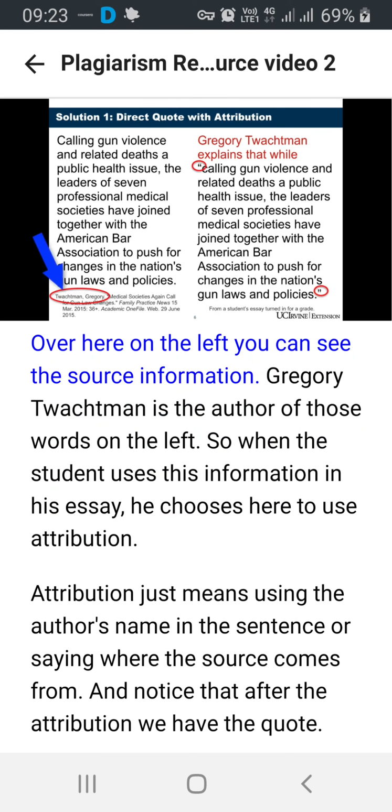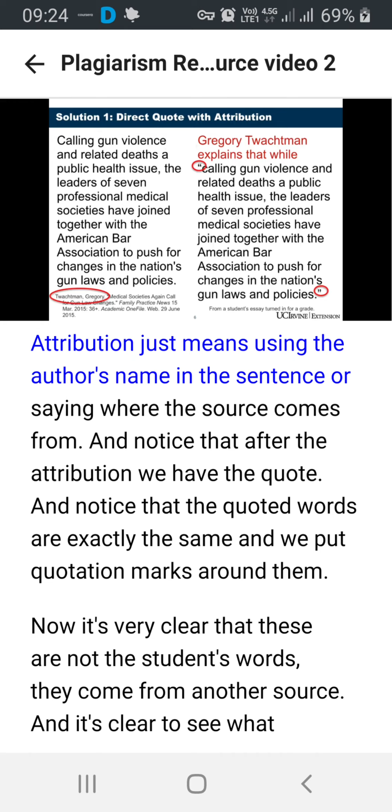Over here on the left, you can see the source information. Gregory Twachtman is the author of those words on the left. So when the student uses this information in his essay, he chooses here to use attribution. Attribution just means using the author's name in the sentence or saying where the source comes from. And notice that after the attribution, we have the quote. And notice that the quoted words are exactly the same and we put quotation marks around them.